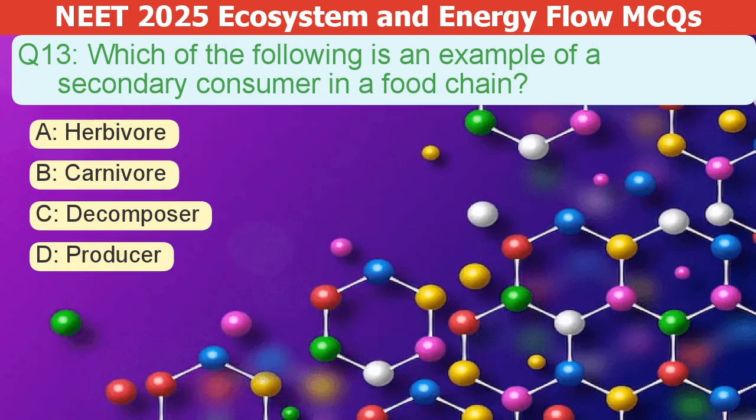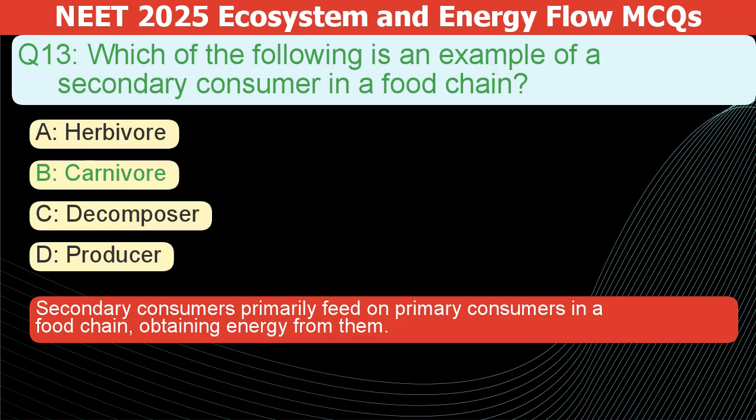Which of the following is an example of a secondary consumer in a food chain? A. Herbivore. B. Carnivore. C. Decomposer. D. Producer. The correct answer is B. Secondary consumers eat primary consumers. They get their energy from them.